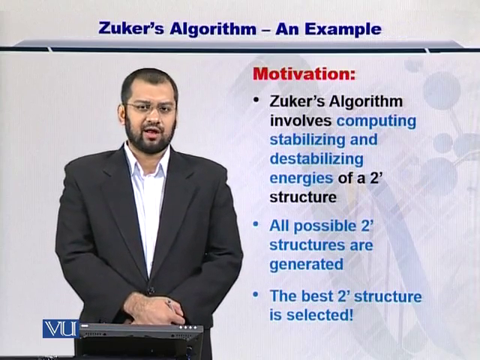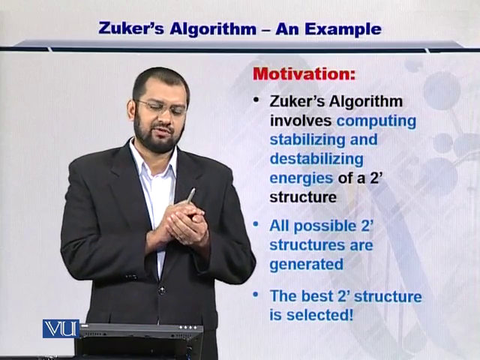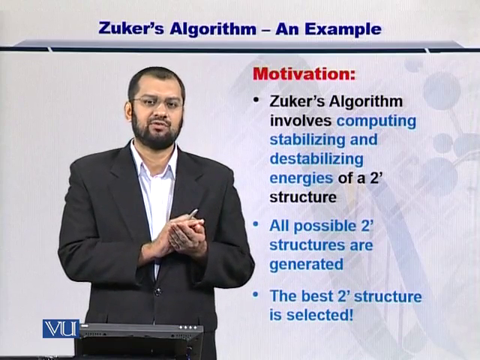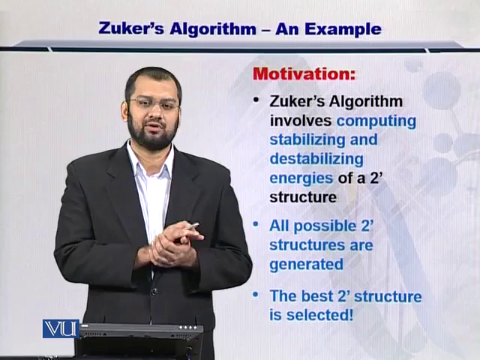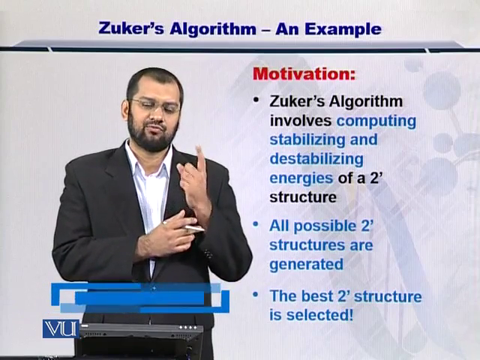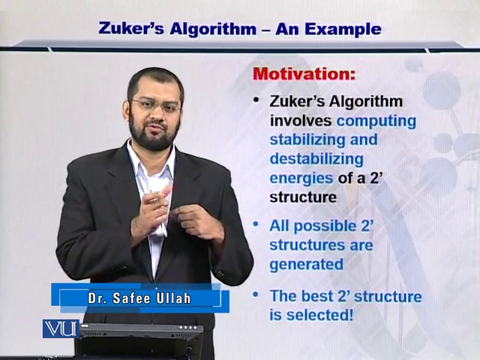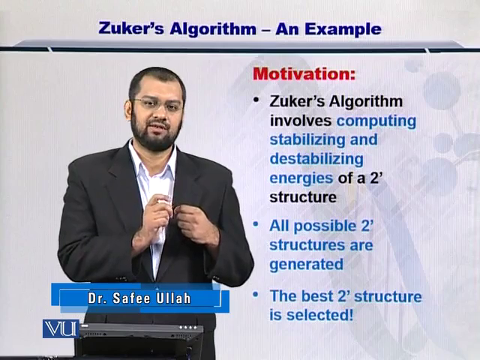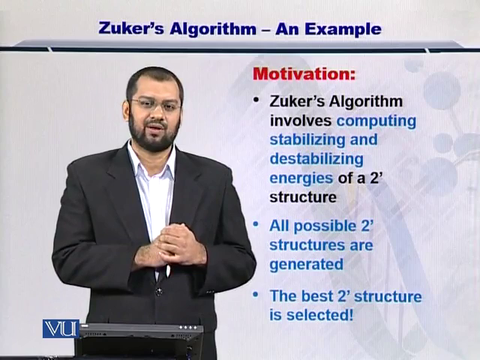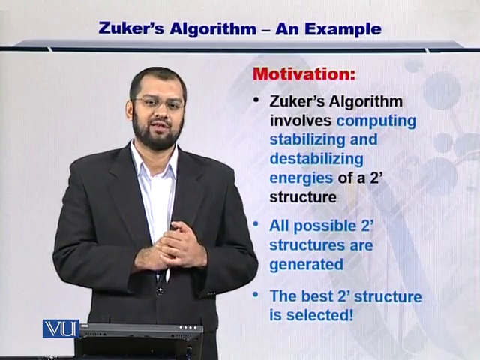In Zuker's algorithm, you have the negative energy values that come from the coupled nucleotides, and you have the positive energy values that come from unpaired nucleotides. You sum them up to arrive at a single number for one secondary structure. You repeat this process for different secondary structure possibilities, list down the energy values, and of course select the one with the most negative energy, or the lowest energy.